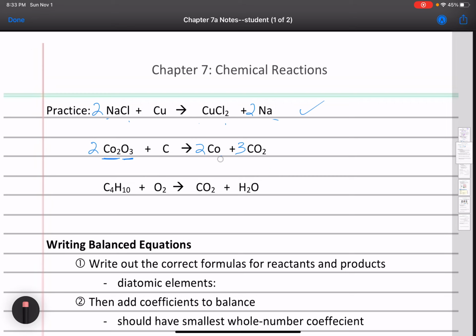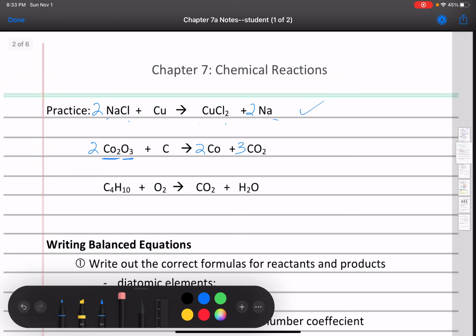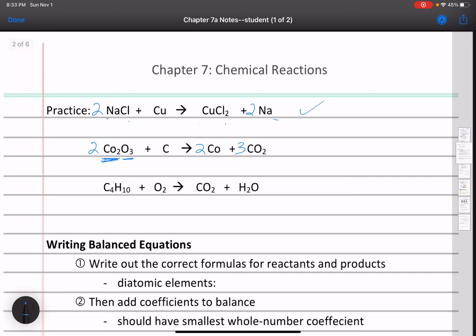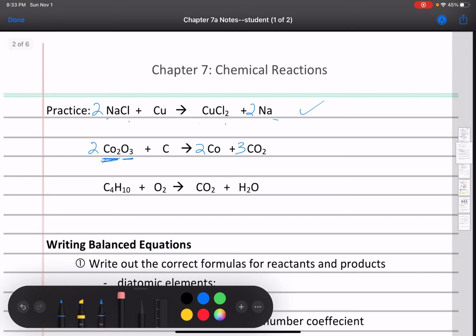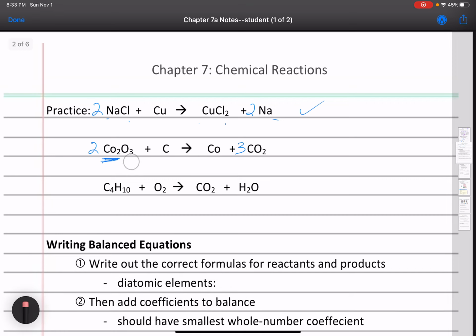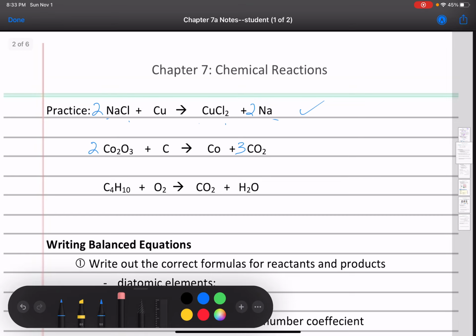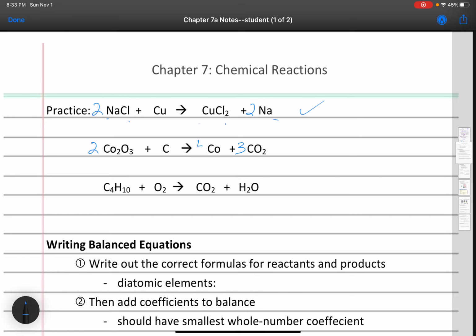My oxygens are balanced, but check this out. I messed up my cobalt. So now I have 2 times 2 cobalts. So I need to erase this 2 and change that coefficient to a 4. All right, this is why this is a trial and error process. I tried that 2 and it was an error, so I had to erase it and change it to a 4. So now my cobalts are balanced.